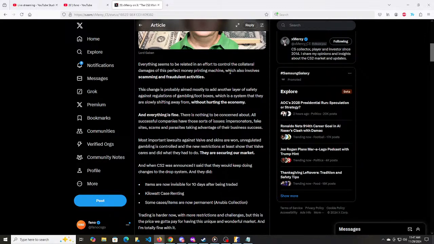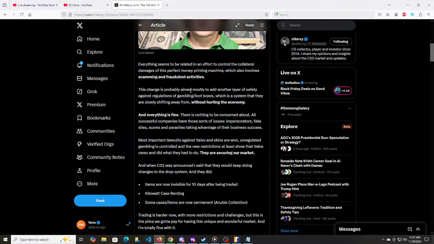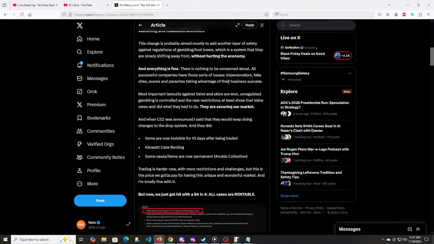Everything seems to be related in an effort to control the collateral damages of this perfect money printing machine, which also involves a lot of scamming and fraudulent activities. This change is probably aimed mostly to add another layer of safety against regulations of gambling loot boxes, which is a system that they are slowly shifting away from without hurting the economy. And everything is fine. There is nothing to be concerned about. All successful companies have those sort of issues. Impersonators, fake sites, scams, parasites taking advantage of their businesses.